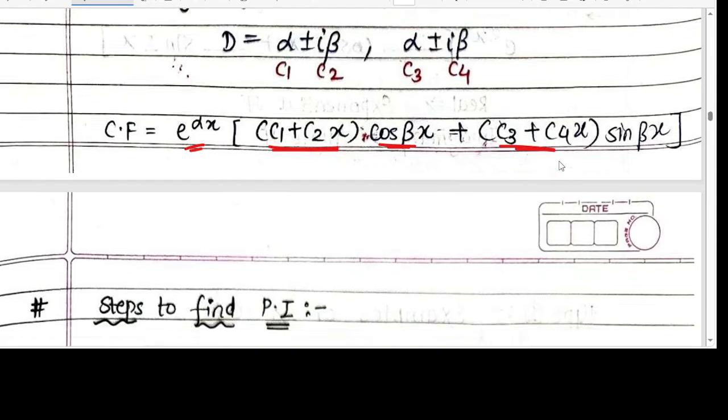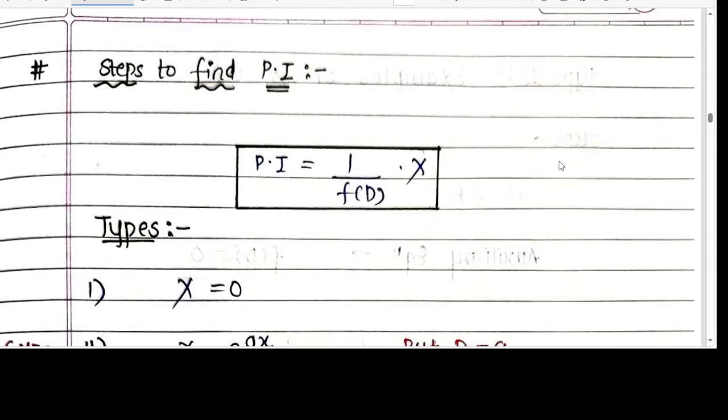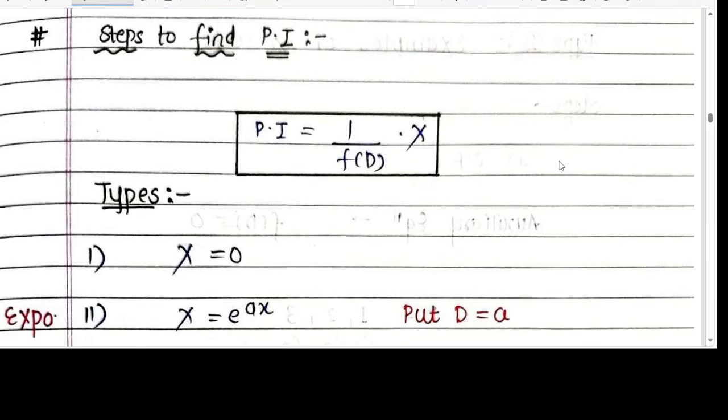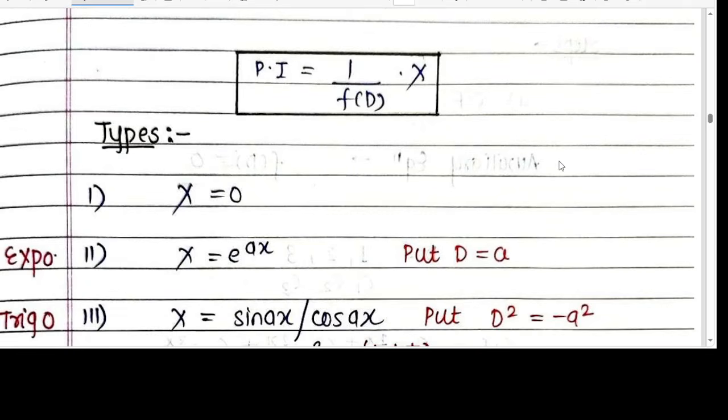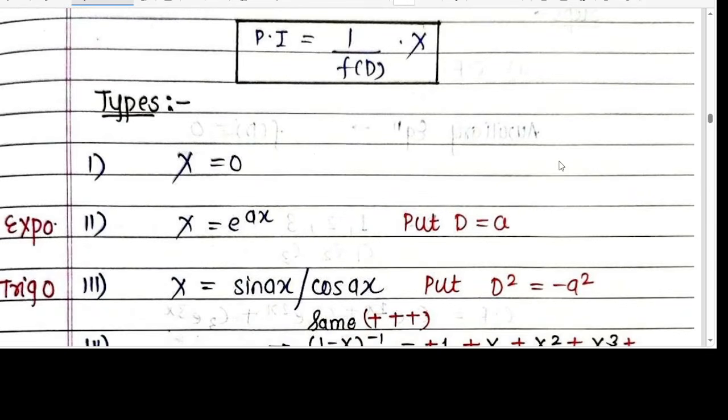Now we will see what are the steps for finding PI, which is the particular integral. How to find PI? This is 1 upon f of D into capital X. Capital X is the RHS. If capital X is 0, then there is no need to find PI. We have to find CF, and CF is the final solution.